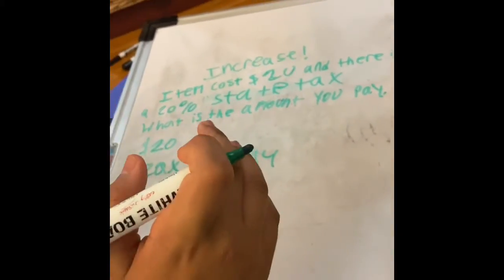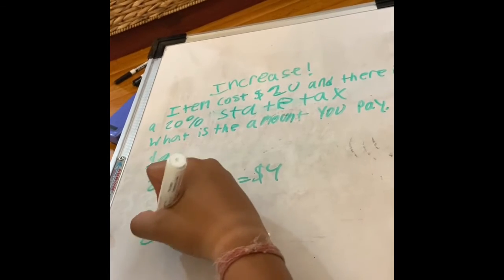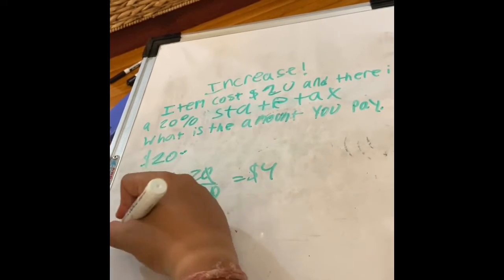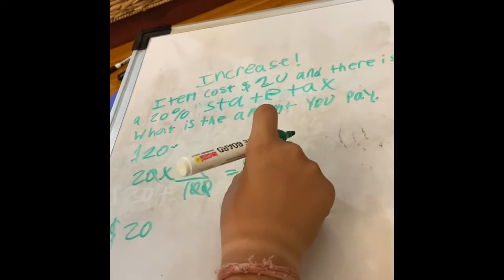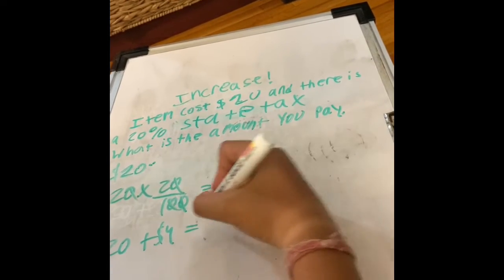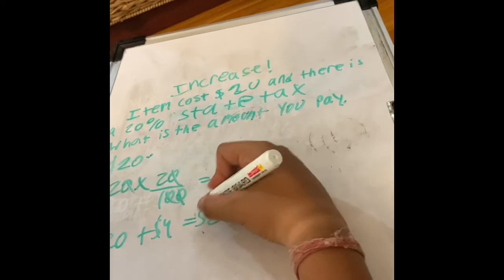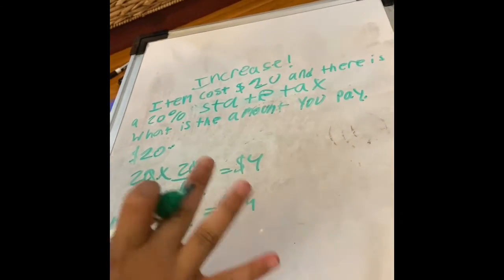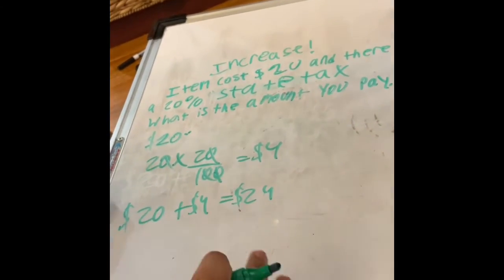So now what is the final amount that we have to pay? We take the original amount, which is $20. Then we take the $4 that we pay because of tax. And that equals $24. So now this is the traditional way. Now let's do the shortcut method.